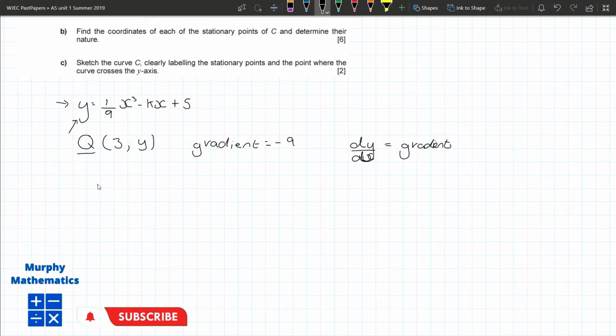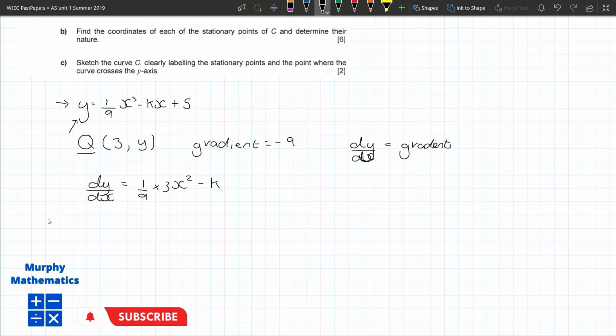So we've got dy over dx equals, so what we're going to do is times by the power and then drop the power by 1 on the x term. So 1/9 times by 3, lots of x squared minus k, because that will just be x to the power 0, and then that will just be 1, so we've just got minus k. Okay, now we can plug in what we know.